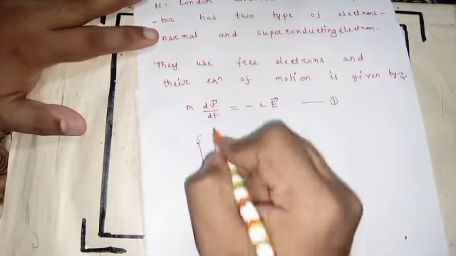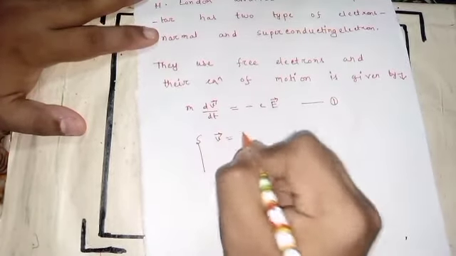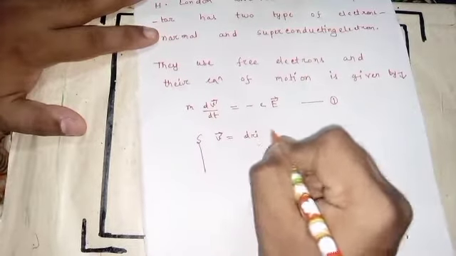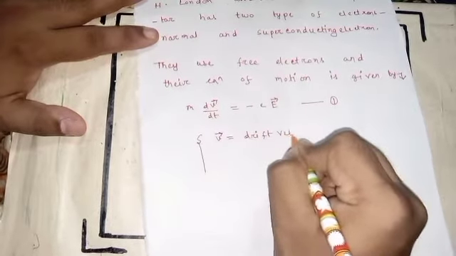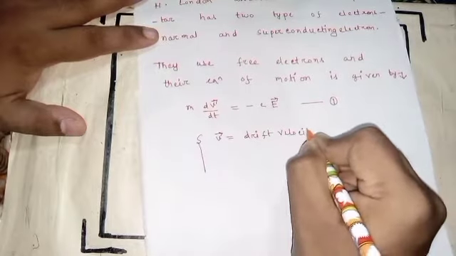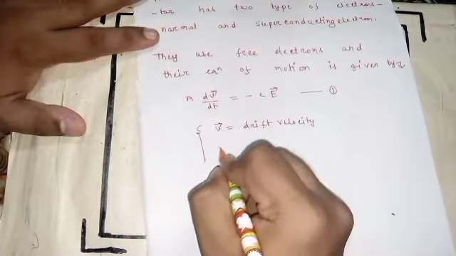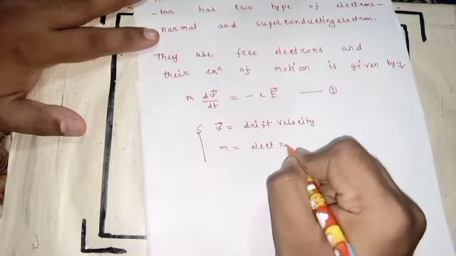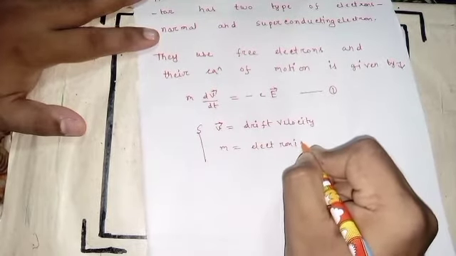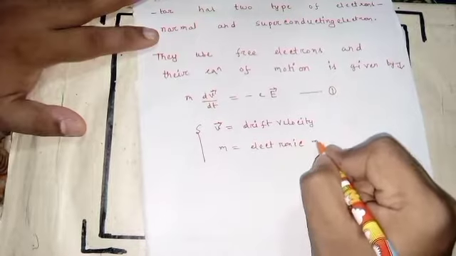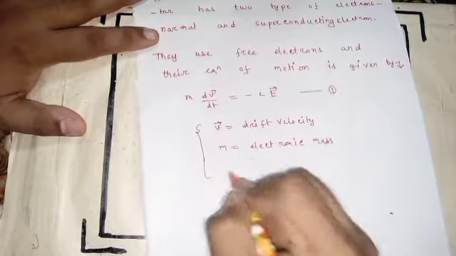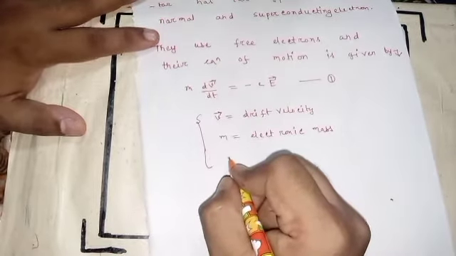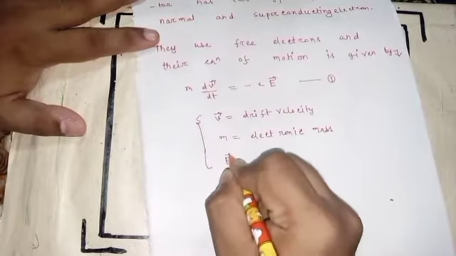Here v is the drift velocity, m is the electronic mass, and E is the electric field.